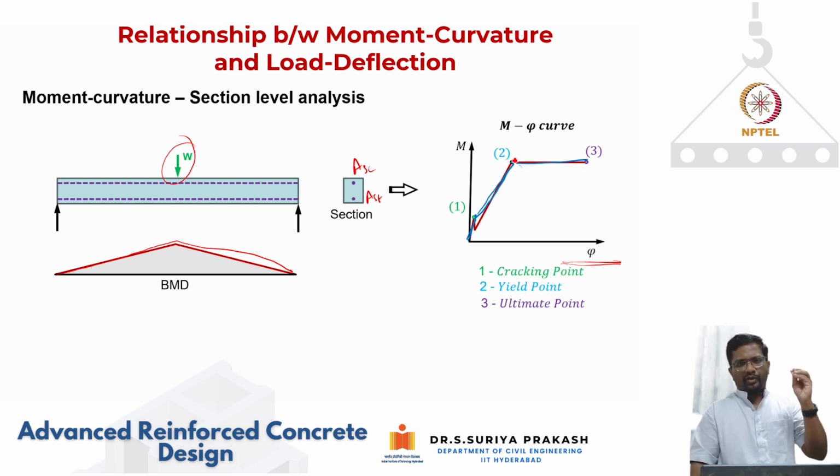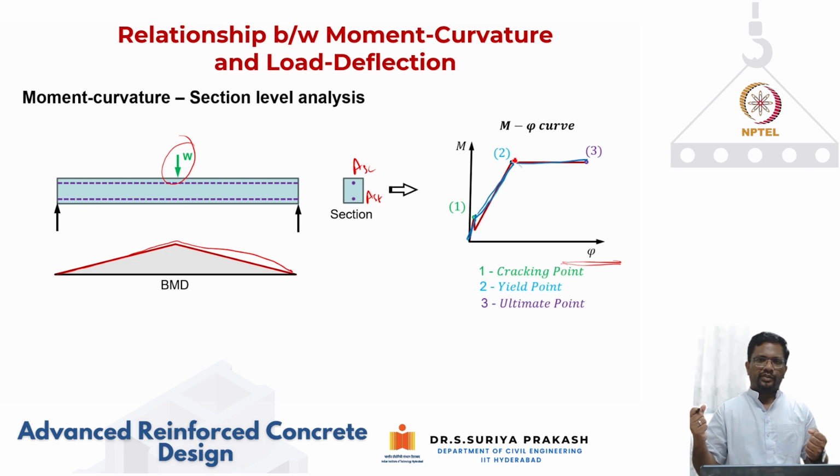Up to cracking, your E and I do not change. Soon as the concrete beam cracks, the moment of inertia starts reducing. The elastic modulus also starts reducing. Once it starts yielding, you'll find that the flexural rigidity is basically gone, the beam becomes like a hinge, which keeps following rotation at the same moment.